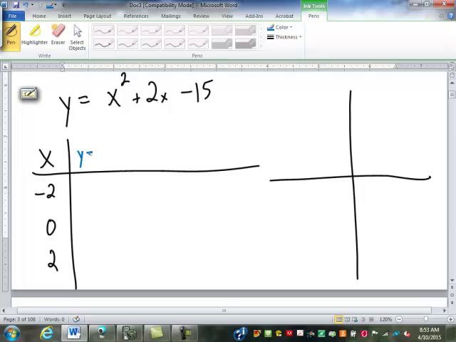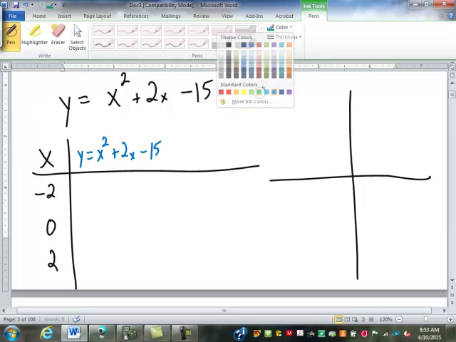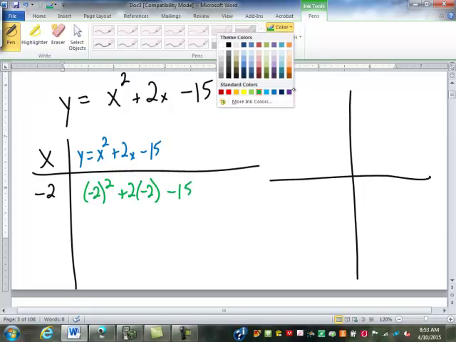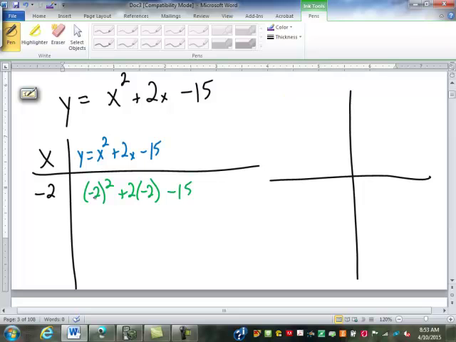So y equals x squared plus 2x minus 15. So I'm going to put in -2 where the x is. I'm going to erase these values because I'm going to need some order here. So if x is -2, y is -2 squared plus 2 times -2 minus 15. What is -2 squared?